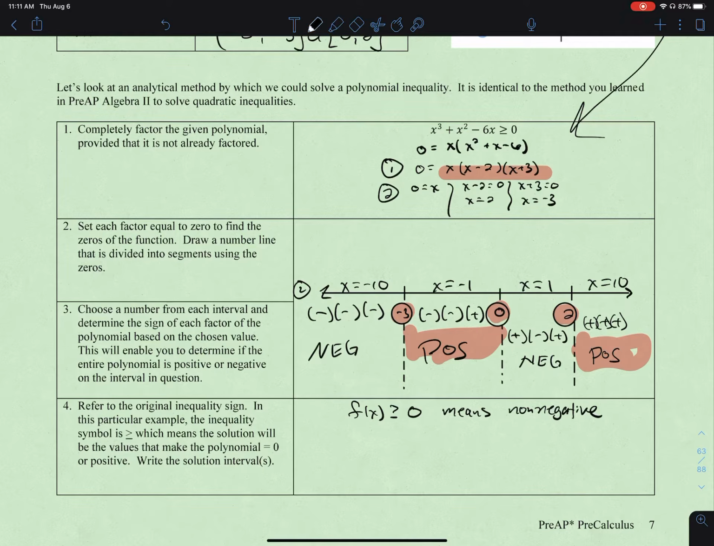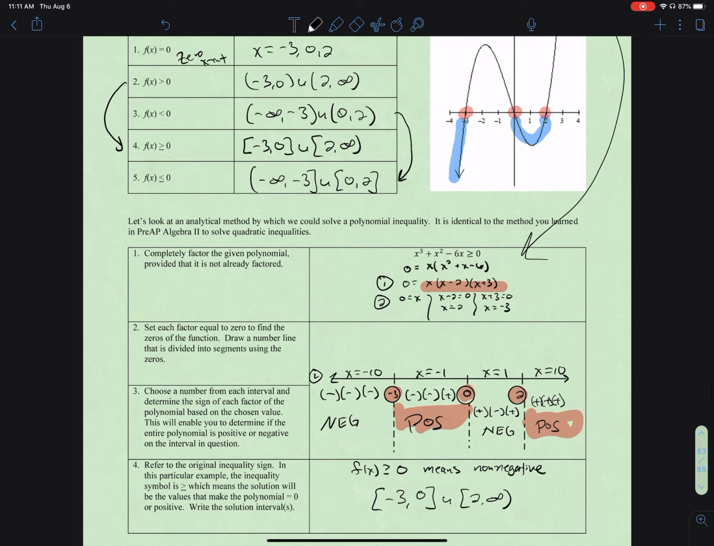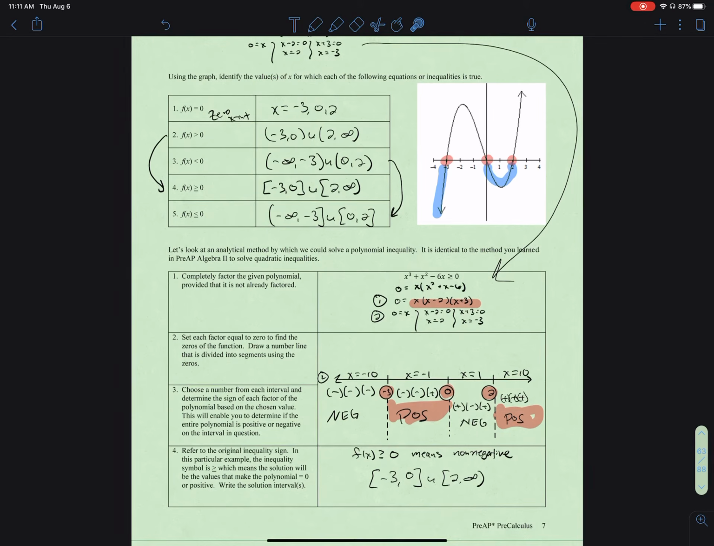So if I write that down in interval notation, it's -3 to 0 inclusive in union with 2 to infinity. Now let's compare that. Did this answer appear any place up here? Sure did. It appeared right here. It's the same answer. Now you might be thinking, why did we do all this work to get the same answer? Because we're not always going to have this graph.